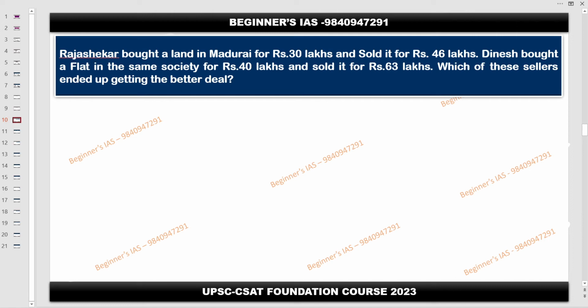Read the question first. Rajshekar bought a land in Madurai for rupees 30 lakhs and sold it for rupees 46 lakhs. Dinesh bought a flat in the same place, Madurai, for rupees 40 lakhs and sold it for rupees 63 lakhs. Which of these sellers ended up getting the better deal? Whoever gets the more profit is going to get the better deal. Understood? Therefore, you need to calculate the profit percentage first.